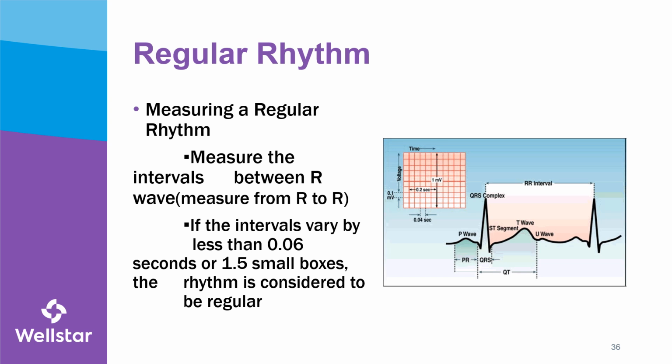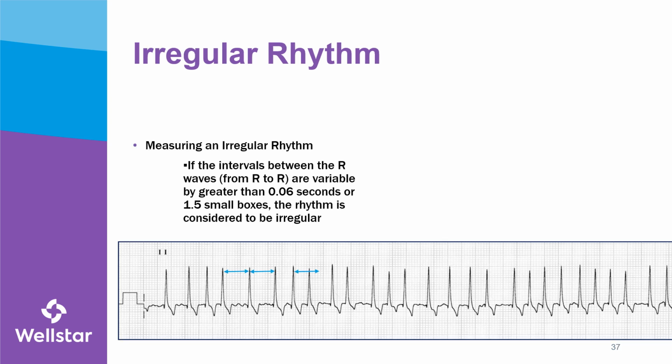If you have different distances from R to R, you can consider that to be irregular, such as this one right here. Measuring an irregular rhythm: if the intervals between the R waves, from R to R, are variable by greater than 0.06 seconds or 1.5 small boxes, the rhythm is considered to be irregular.